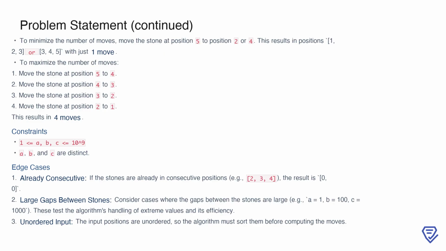The constraints ensure that the input positions are distinct and within the valid range, and the problem also accounts for edge cases such as unordered input or large gaps between the stones. By sorting the positions first, we can guarantee correct calculations for both the minimum and maximum moves in all scenarios.